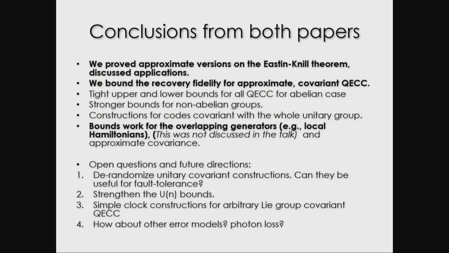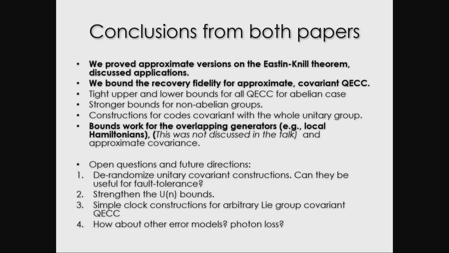So one minute. Okay, yeah. So now I'd just like to conclude, and as I said, basically a joint conclusion for both papers. The take-home message is that we have approximate versions of Eastin-Knill, and we've discussed applications. We have bounds on the fidelity for approximate error-correcting codes. And then another message is that we have tight upper and lower bounds for error-correcting codes for the abelian case, if you combine the results from both papers.